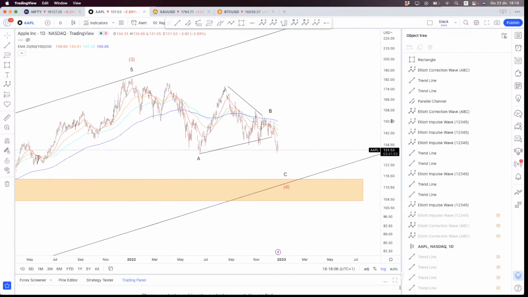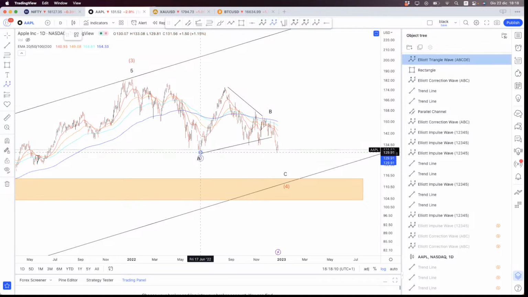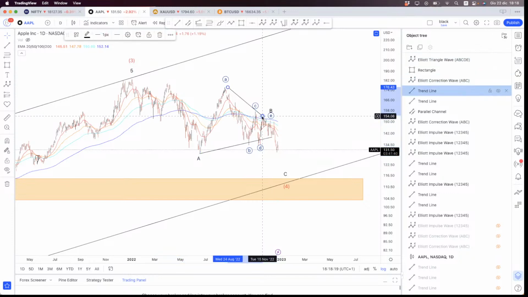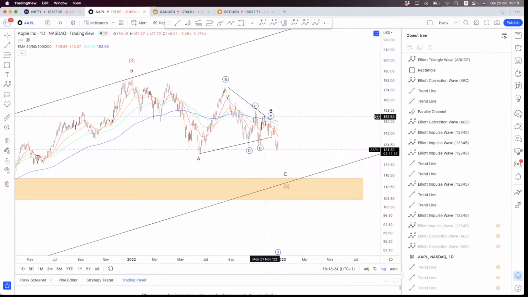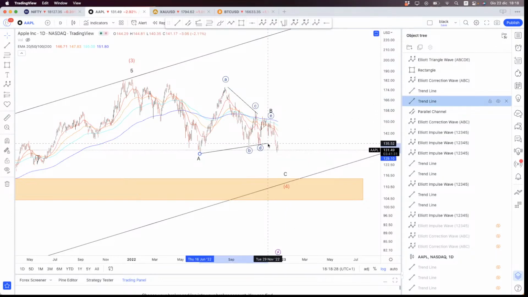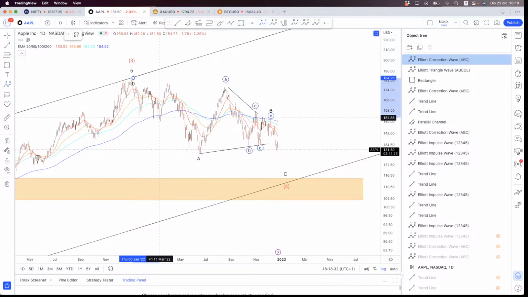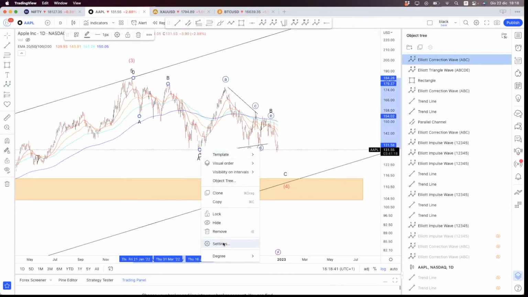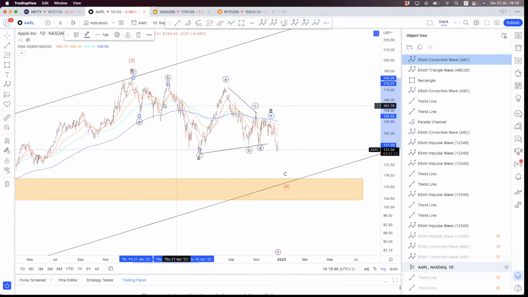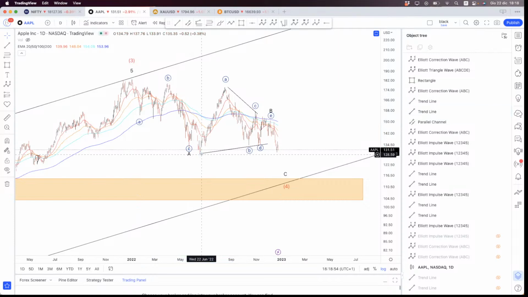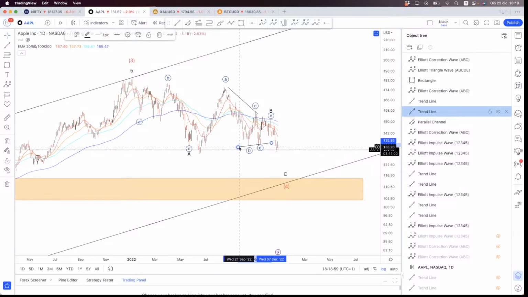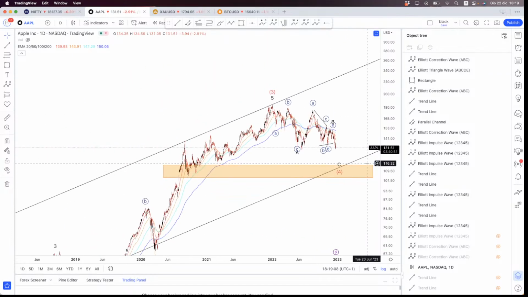So obviously here we would have... Let me see if I don't have any folders. Do I? I don't. A, B. And perhaps something like this. Or even like this. I actually like it better. But yeah, triangle in B and then downside for wave C. That's possible.